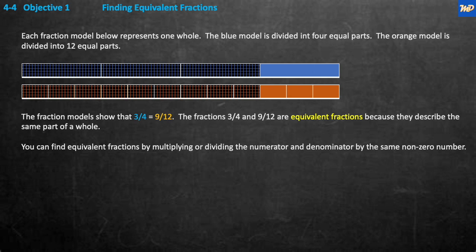You can count them: 1, 2, 3 out of 4 on the top, and 1, 2, 3, 4, 5, 6, 7, 8, 9 out of 12 on the bottom, in the orange model. So the fractions 3/4 and 9/12 are equivalent fractions because they describe the same part of a whole, the same quantity relative to the whole. You can find equivalent fractions by multiplying or dividing the numerator and denominator by the same non-zero number.